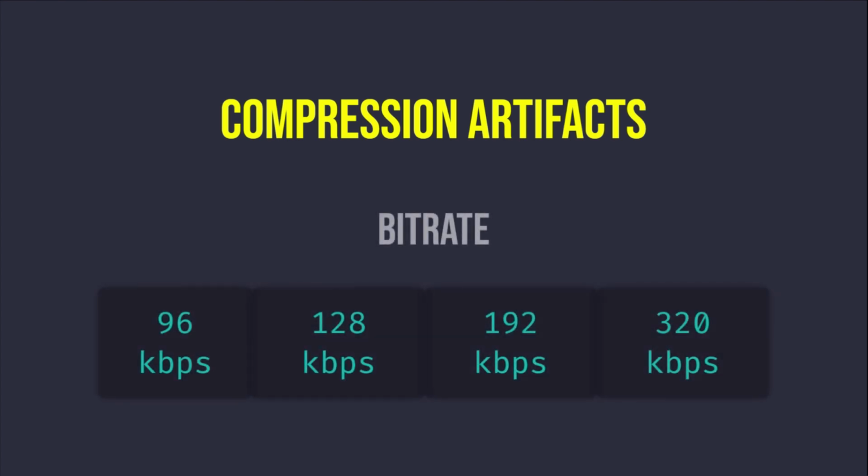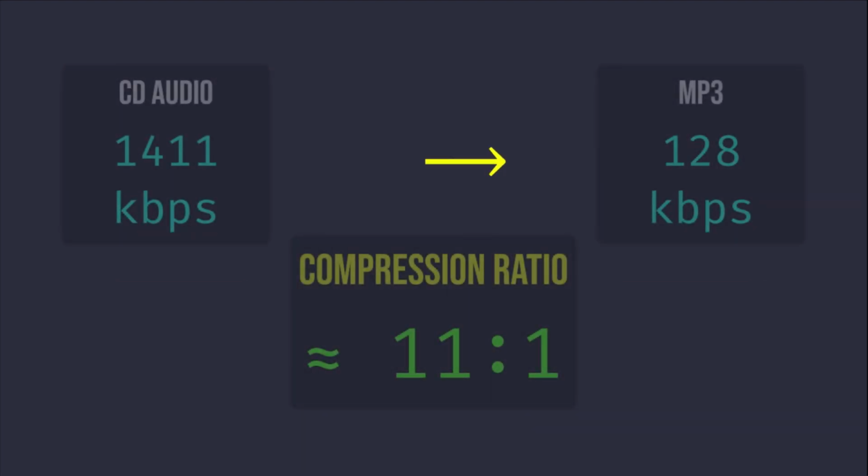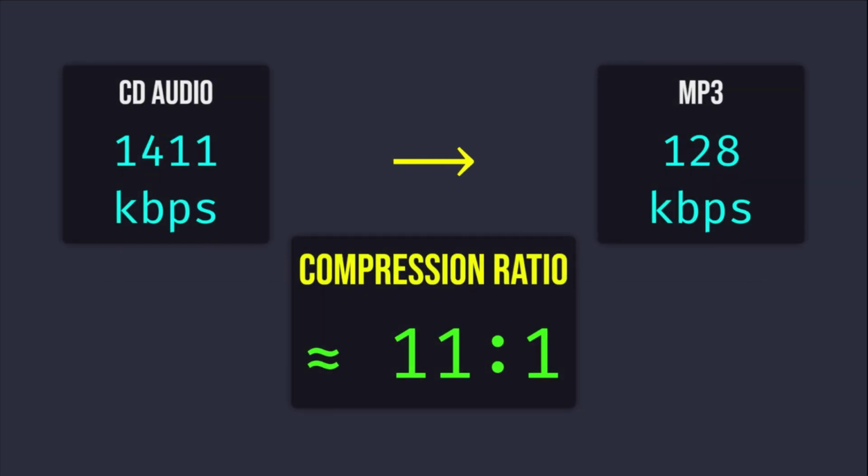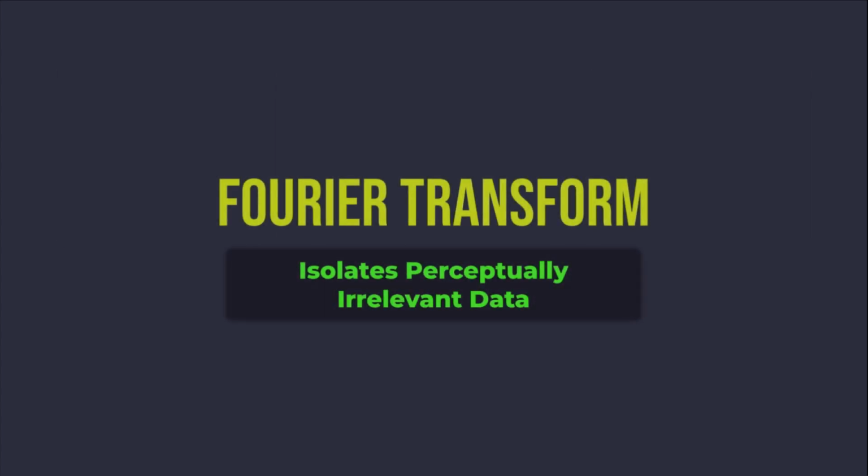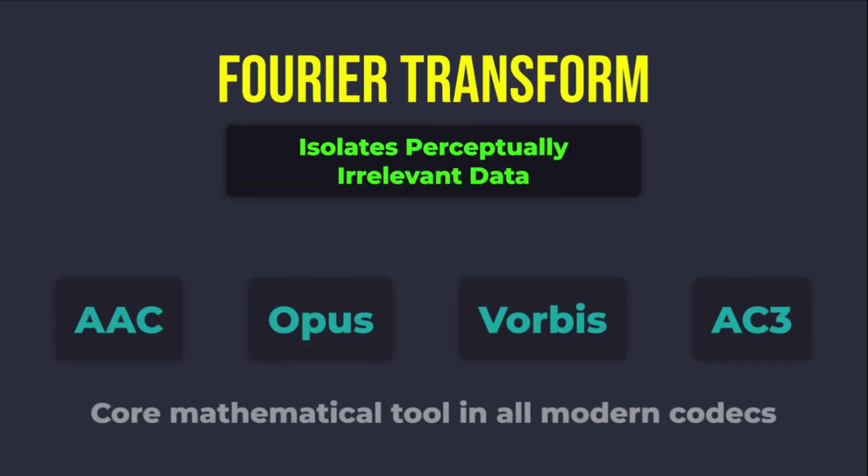The efficiency of MP3 is measured by its bitrate, typically ranging from 96 kilobits per second to 320 kilobits per second for stereo audio. A standard 128 kilobits per second MP3 achieves a compression ratio of approximately 11 to 1 compared to the original CD audio, reducing the data rate from 1,411 kilobits per second. This massive reduction, driven by the Fourier transform's ability to isolate perceptually irrelevant data, fundamentally changed digital media distribution. The FT remains the core mathematical tool across all modern perceptual codecs, including AAC and Opus, demonstrating the enduring power of spectral decomposition rooted in integral calculus.